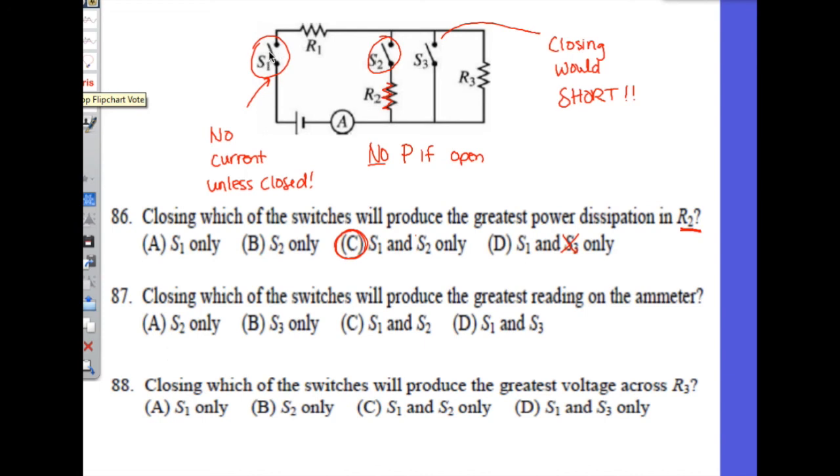So I've got to close this for any current to flow in this. I'm going to leave that open and close this one, because when I close this one, remember that short circuits, and then they start going like crazy. So closing, this time I want to close S3, and I always have to close S1.